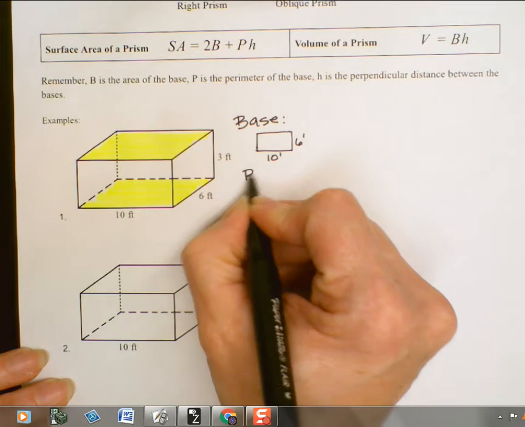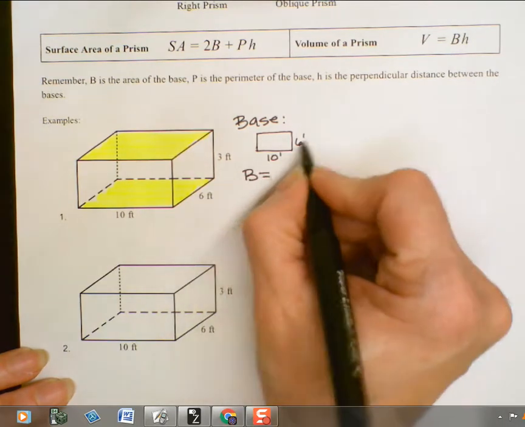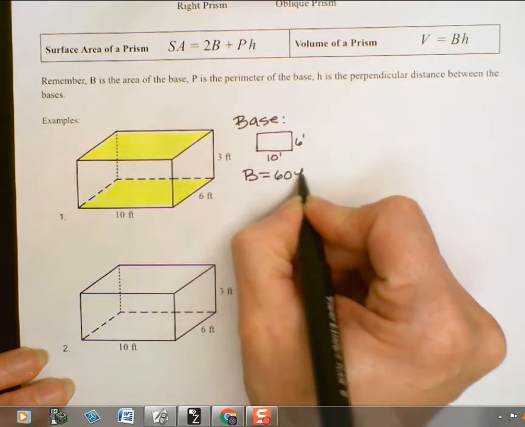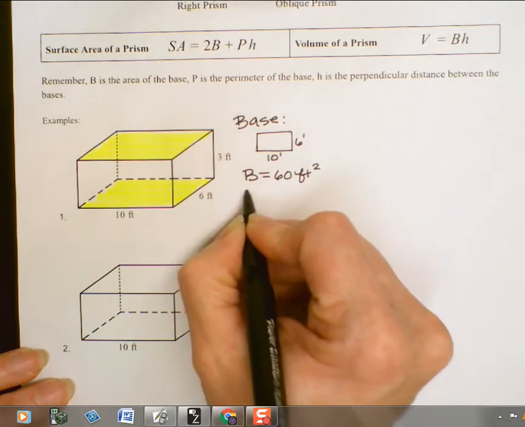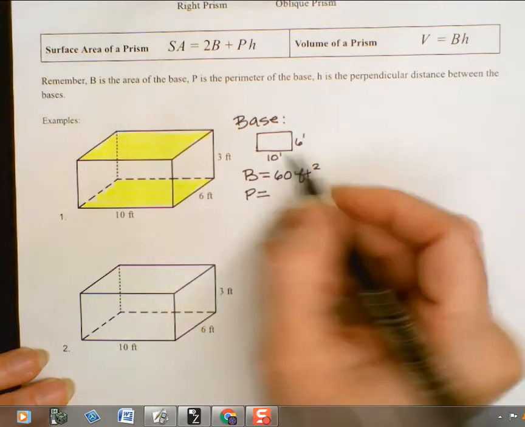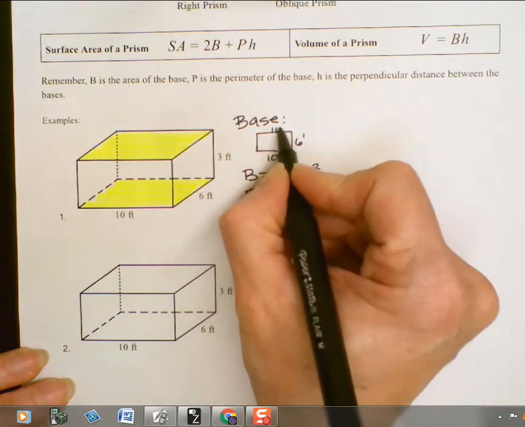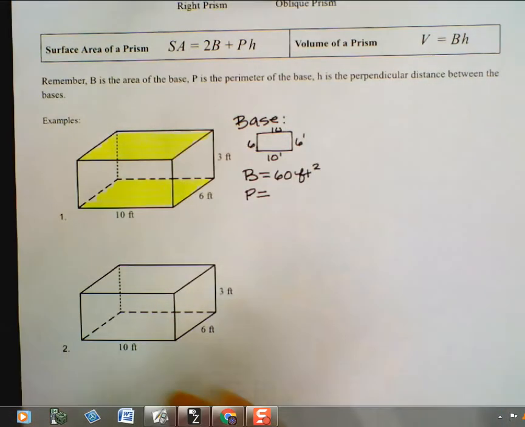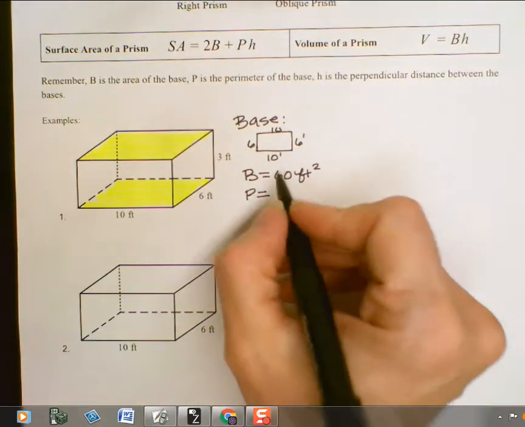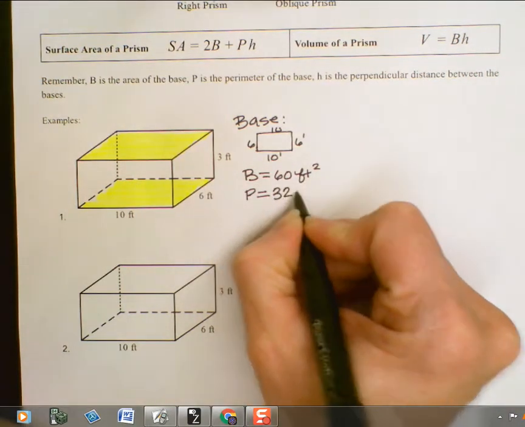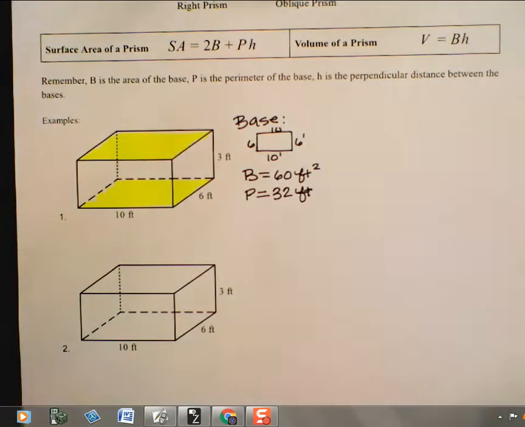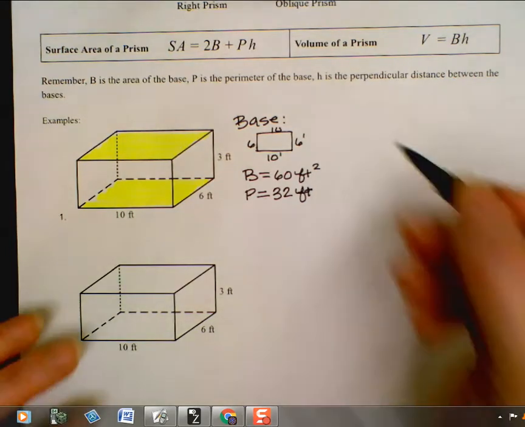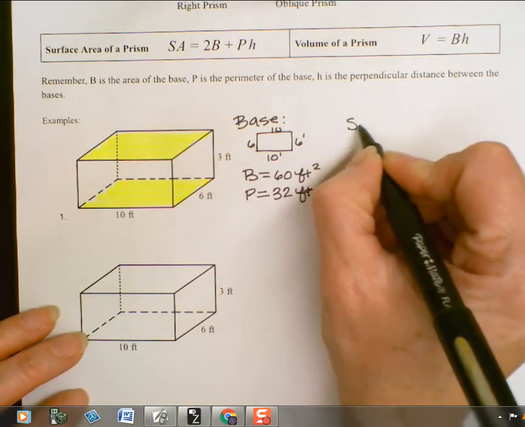So the area of that base, the area of that rectangle, is going to be 60 feet squared. And the perimeter of that rectangle, 10 here, 10 there, that's going to make 20, 6 and 6 on those parallel sides make a distance of 12, so we're up to 32 feet total. And then we're ready for the surface area and volume formulas.